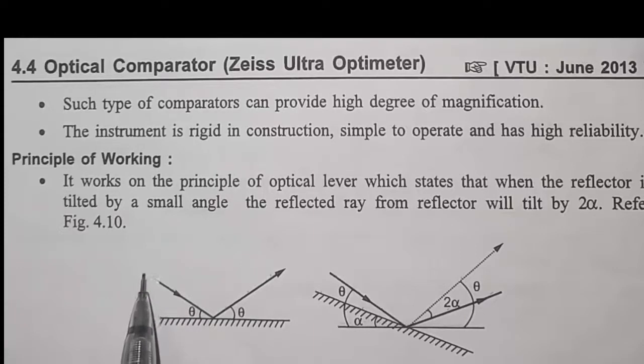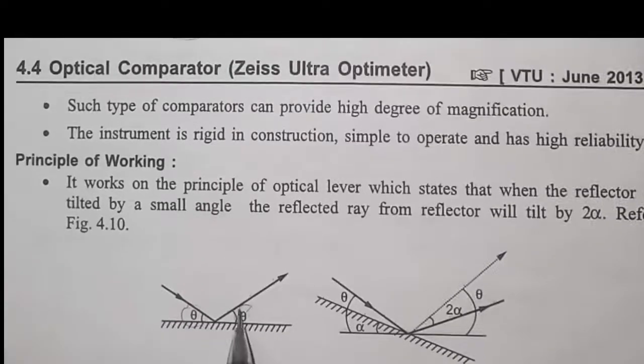Here you can see the rays are coming from here and it reflects from here. This is a reflector. So the rays are coming from here with the angle of theta and reflect at the angle of theta, right? Now what is the working principle? If I tilt this reflector with an angle alpha, then the reflection of the ray will be 2 alpha, right? So this is the main working principle of this optical comparator.